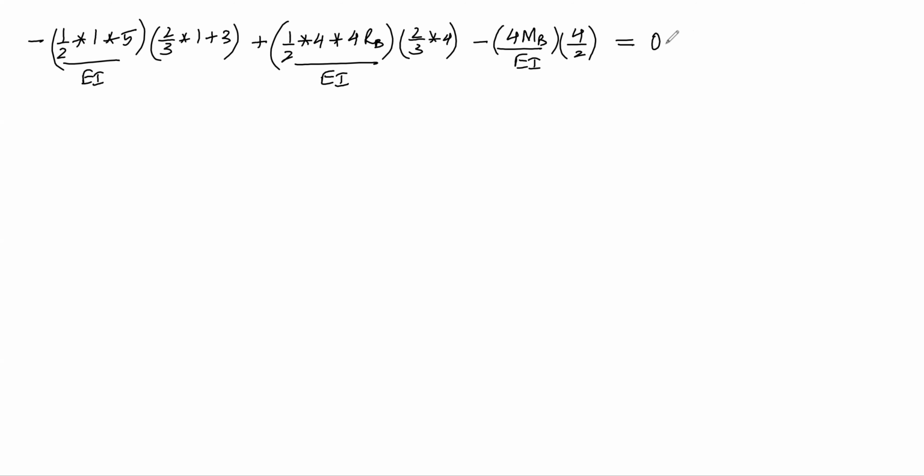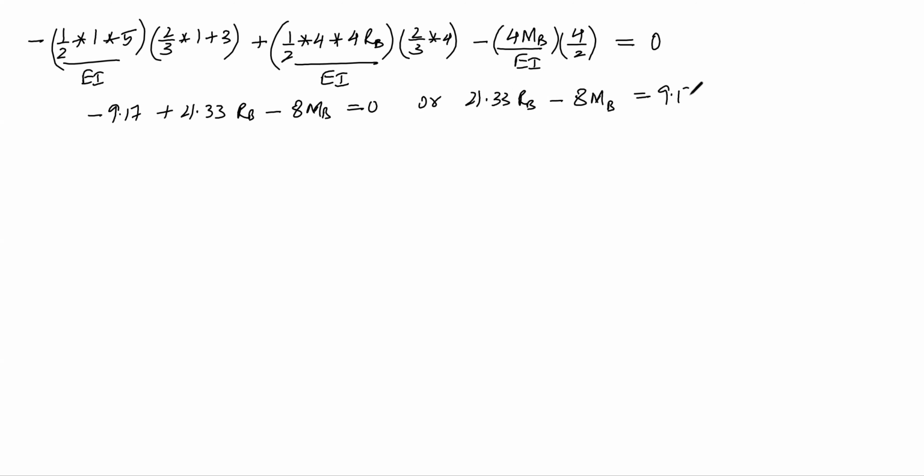Now if we simplify this equation, we will get minus 9.17 plus 21.33 RB minus 8 MB is equal to 0, or I can write this equation as 21.33 RB minus 8 MB is equal to 9.17. So this is my equation 2.